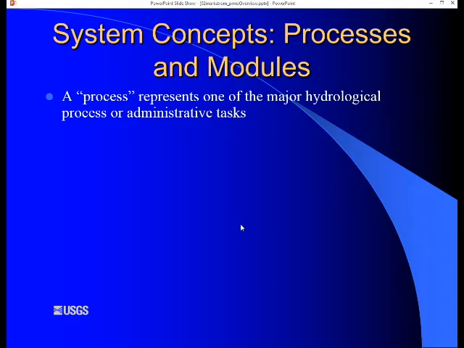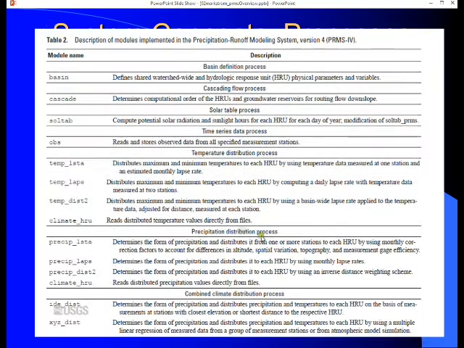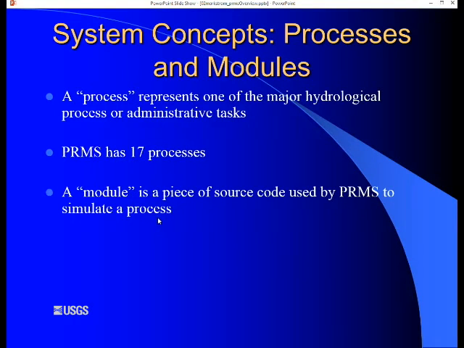Processes and modules. Within PRMS, a process represents one of the major hydrologic processes or administrative tasks. PRMS has 17 processes. If you look at Table 2 in the user's manual, you can see the processes listed right here. We have many presentations in this PRMS training series that go into these processes in much more detail. A module is a piece of source code used by PRMS to simulate a process.